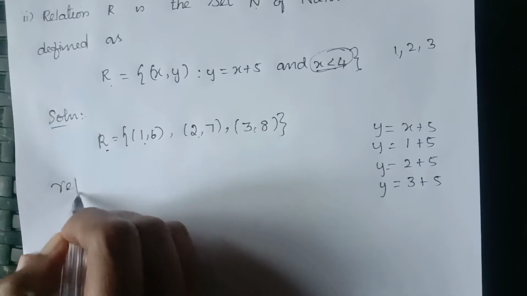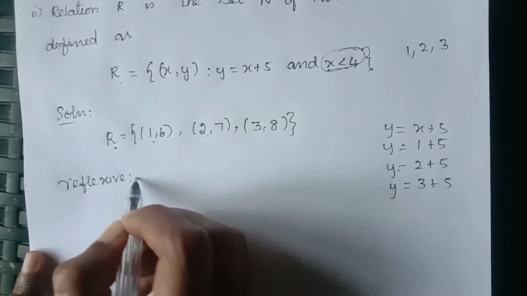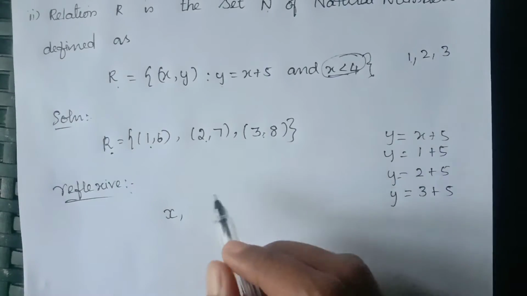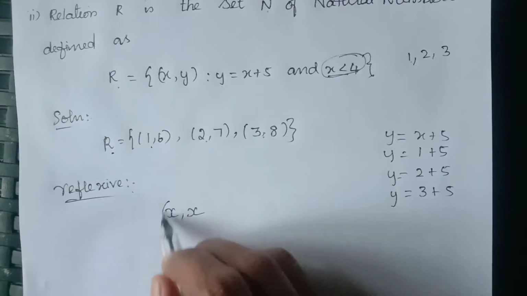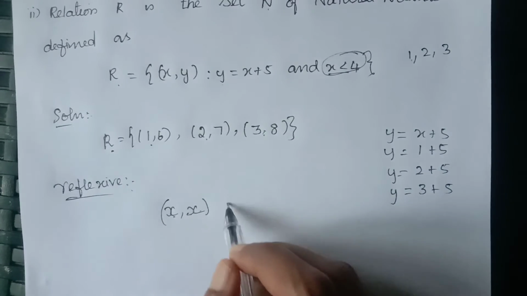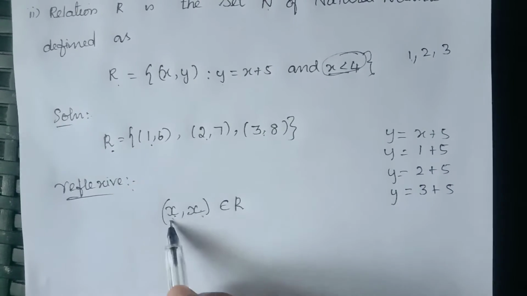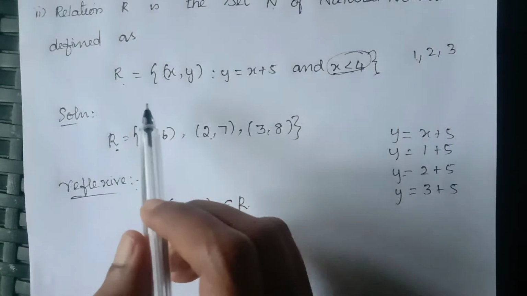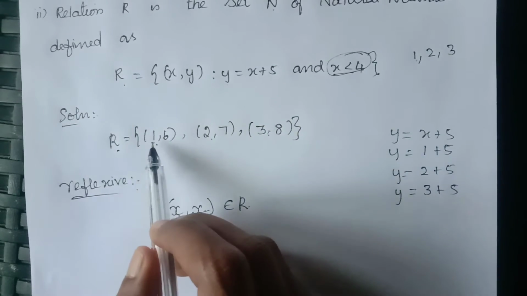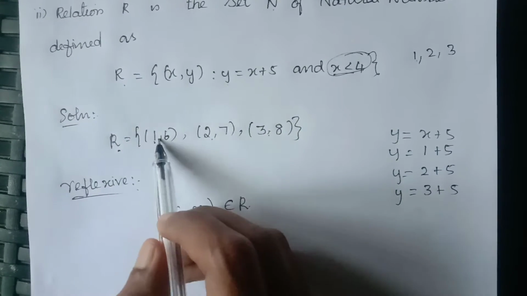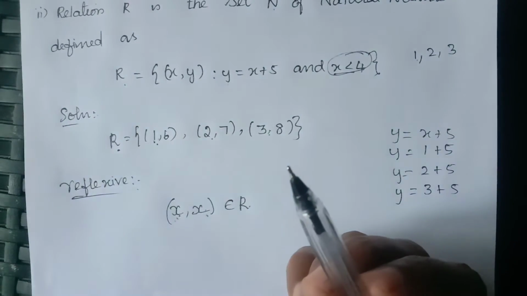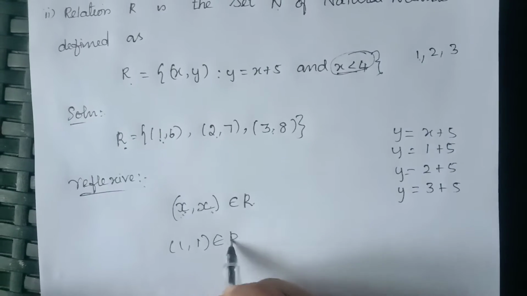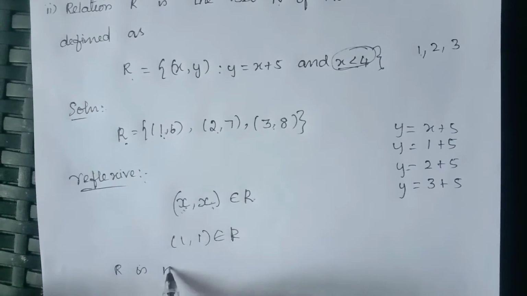First condition, reflexive. Reflexive means (x, x) belongs to R. So x related with itself is called reflexive. Here we need (1, 1), (2, 2) and (3, 3) to belong to R. But we have (1, 6). We don't have (1, 1) in R. So (1, 1) does not belong to R, so R is not reflexive.